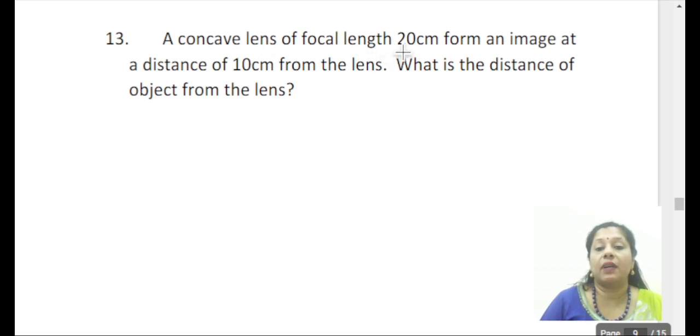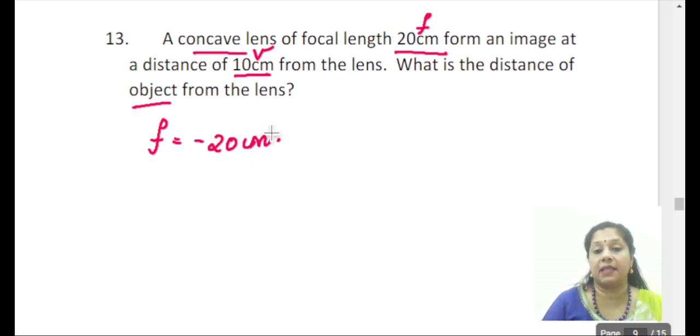A concave lens of focal length 20 centimeter forms an image at a distance of 10 centimeter. So v is given. What is the distance of the object from the lens? Same lens formula we can use. f is equal to minus 20 centimeter. Why did I take minus? Because for a concave lens the focal length is negative. And v is equal to 10 centimeter. A concave lens always produces images on the same side of the object, so minus 10.